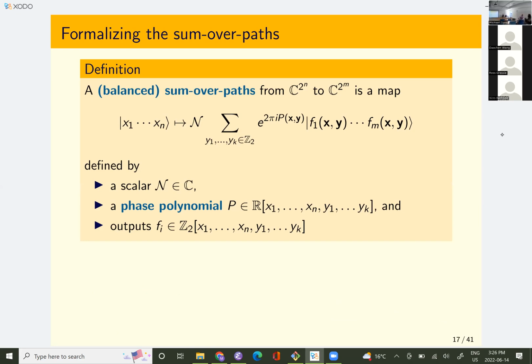One way that we can formalize the sum of paths is in this one. Specifically, a balanced sum of paths is a map that takes n binary variables, right, and sends it to a set of paths indexed by some more binary variables, right, with the output state given as functions symbolic in x and y, right, and a phase that's also symbolic in x and y. And this phase we call a phase polynomial.